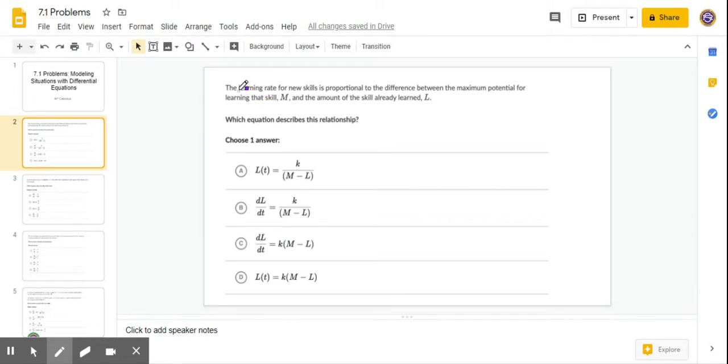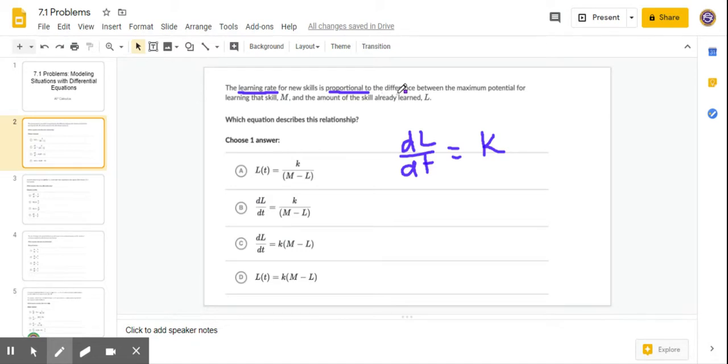So first of all, the learning rate, that's going to be a rate, meaning a derivative, is proportional. So that means we're dealing with k, proportional to the difference between the maximum potential and the skill already learned. So first of all, learning rate, that's going to be dL/dt. That's the rate of the skill learned, and that is proportional to. So proportional to means it's k times whatever it's proportional to.